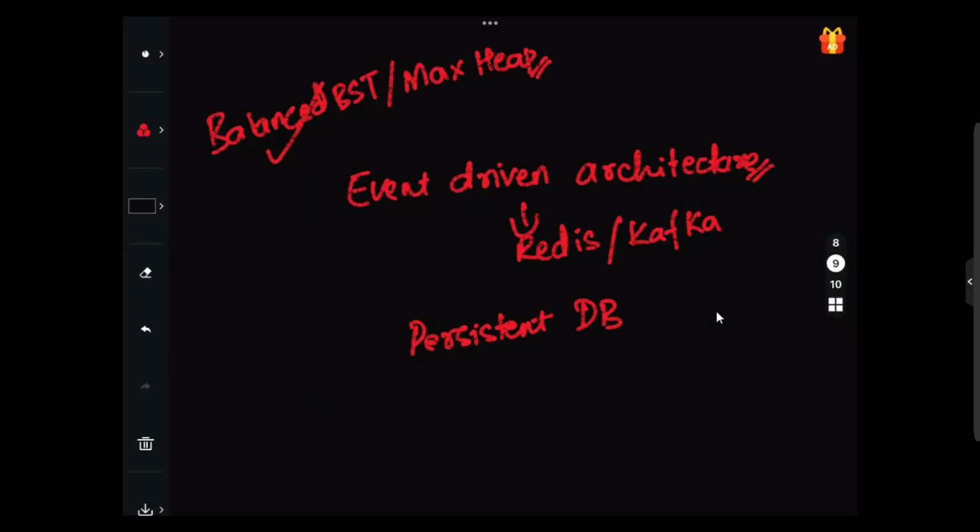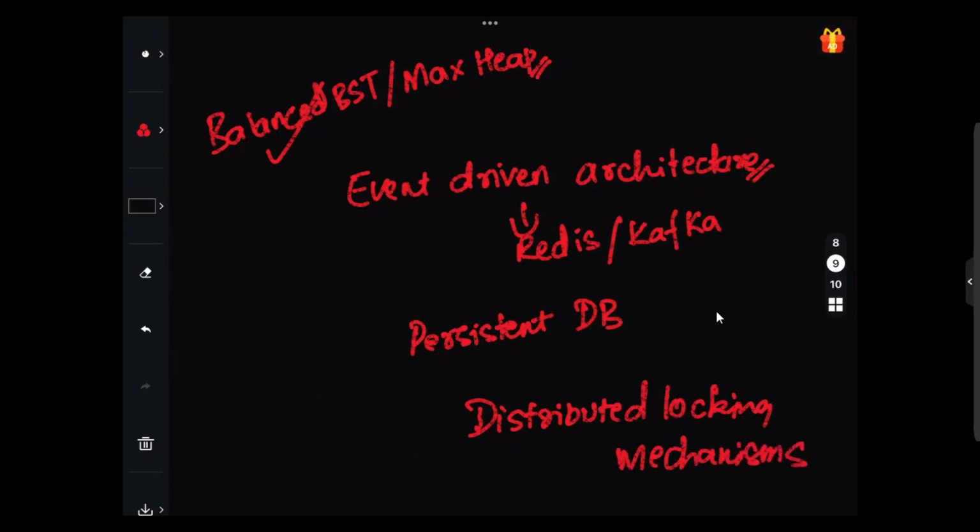The final one, we can move on with distributed locking mechanisms, right? We can do that as well. The main advantage here is safe bidding across multiple servers, and the main disadvantage is latency. We have to deal with the latency as well as the operational overhead.